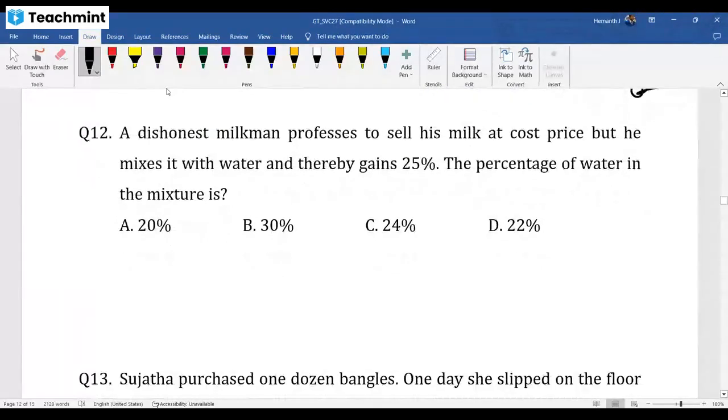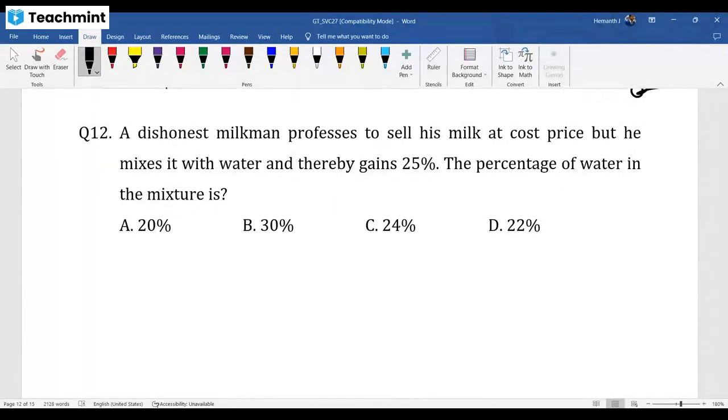This is mixtures and alligations, or some people may find this as profit and loss. Actually, this is a mixtures concept, mixing. You are mixing water to the milk, and you are getting 25% gain. The question is, percentage of water in the mixture is what? A lot of people may think 25. 25 is not there in the options.